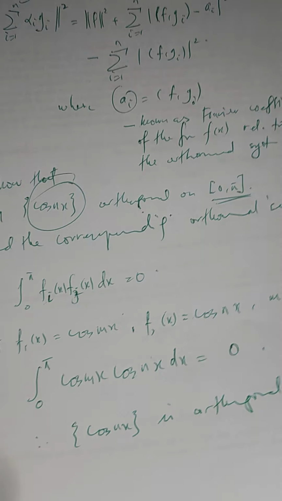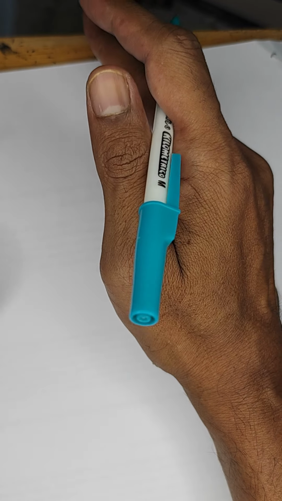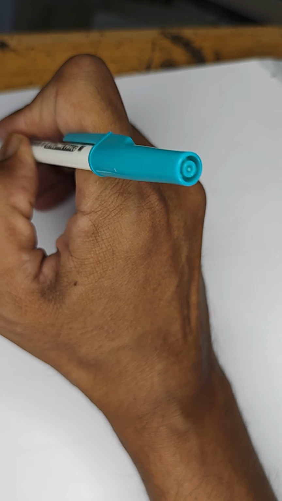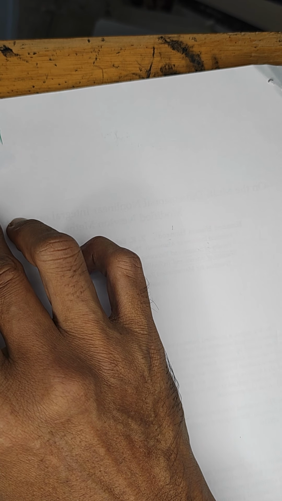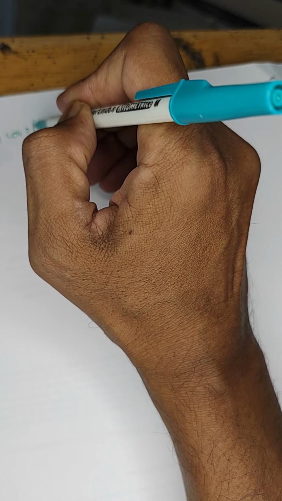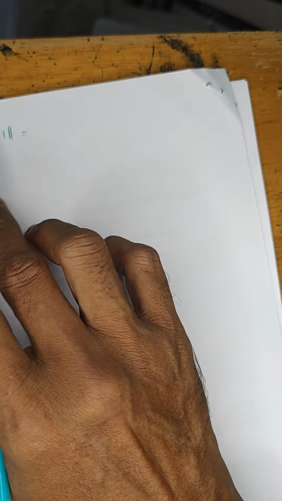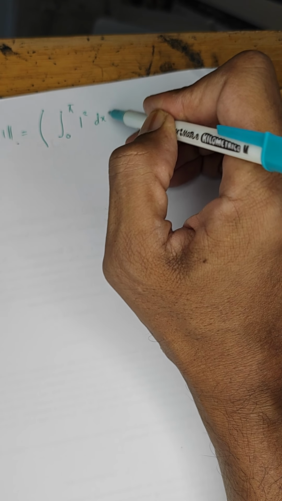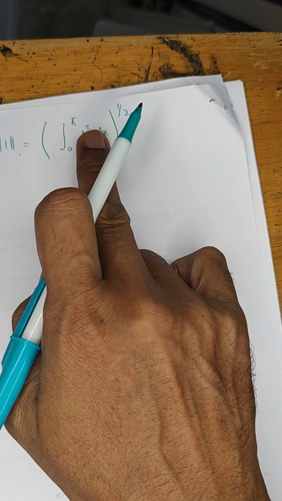Now you need to construct the orthonormal set. So let's do that one. First we need f naught(x). This is considered as cos 0, that gives you 1, and we need the norm of 1. Use the definition of norm. We have the integral from 0 to pi of 1 squared dx, to the half. This is the definition of norm. This is equal to the square root of pi. This is for n equal to 0.